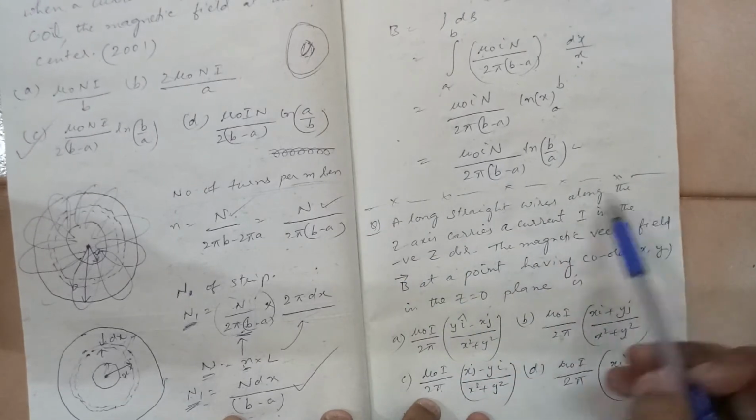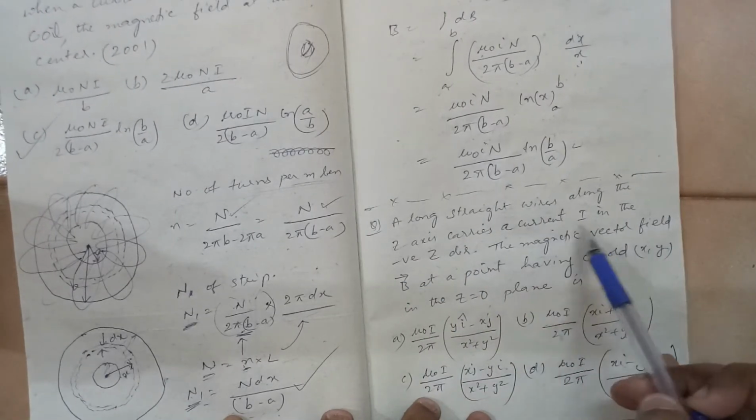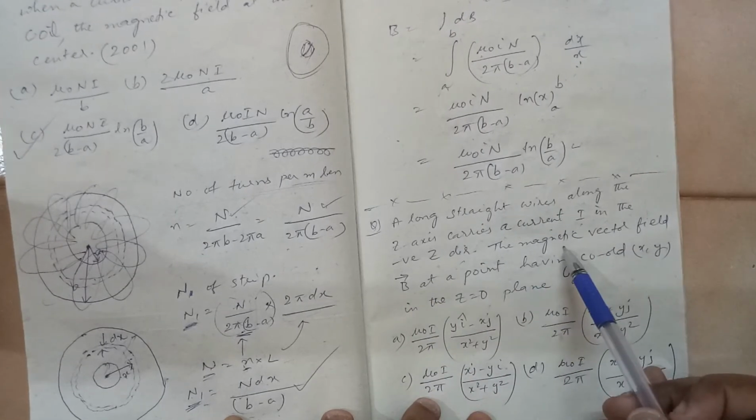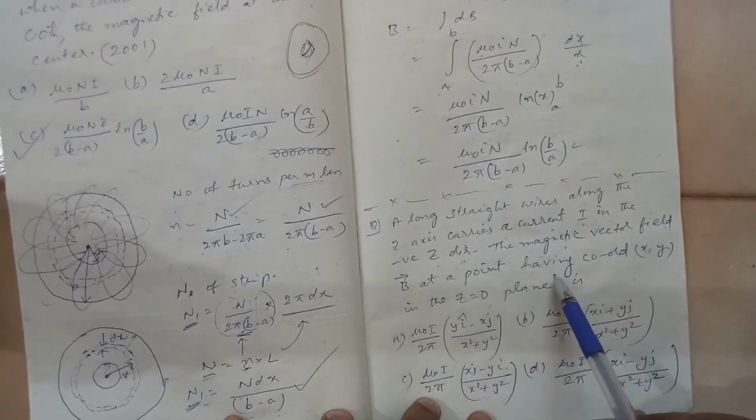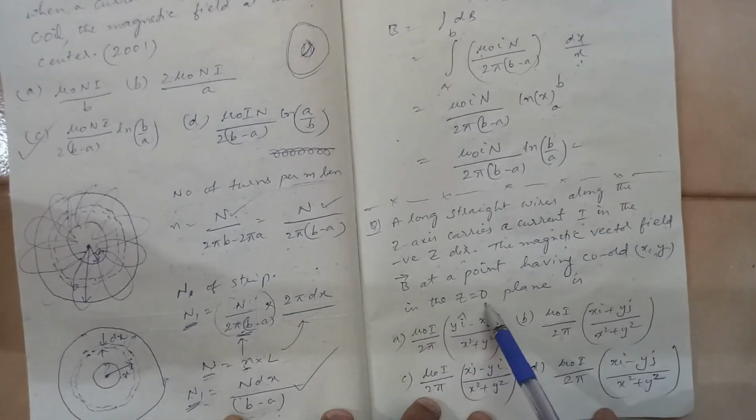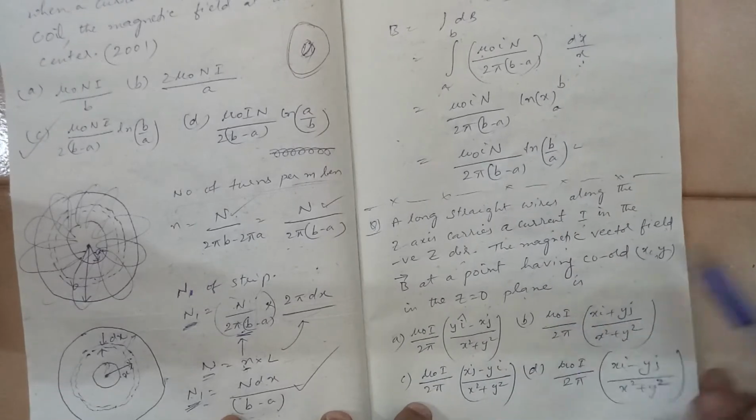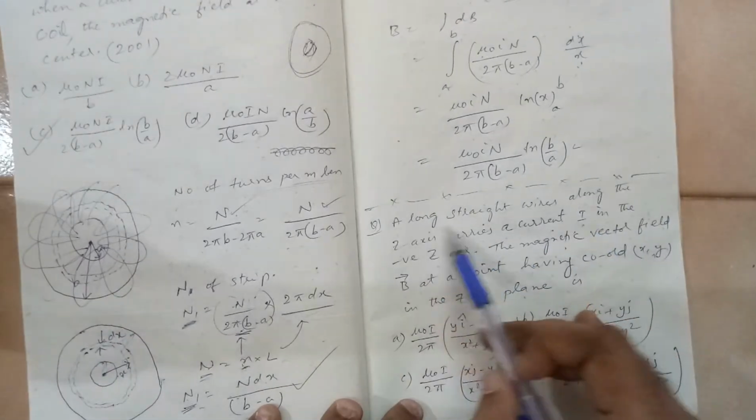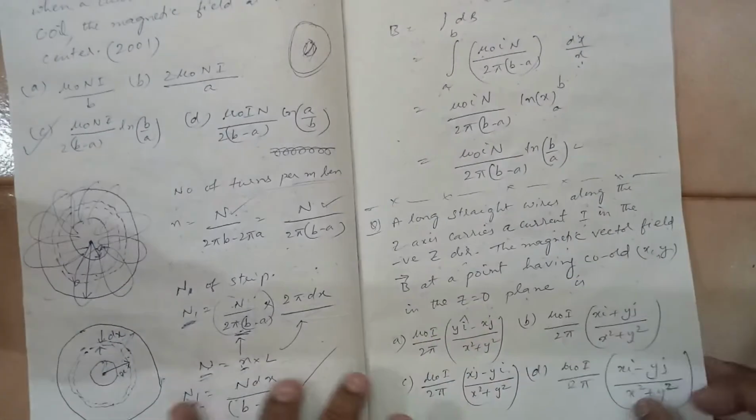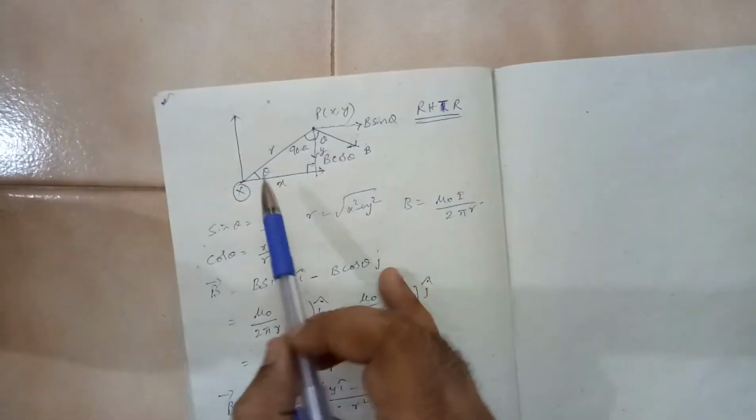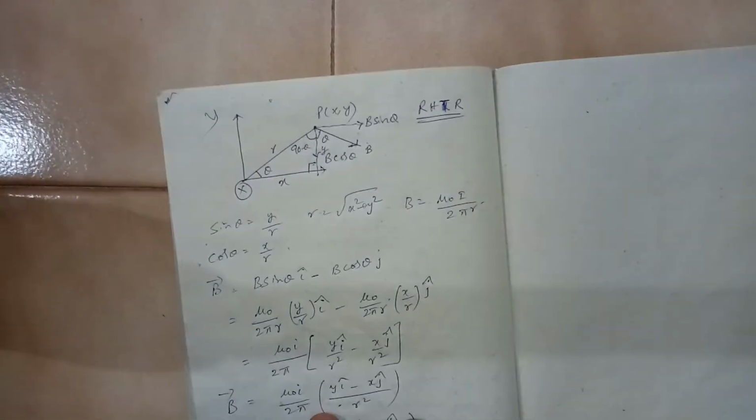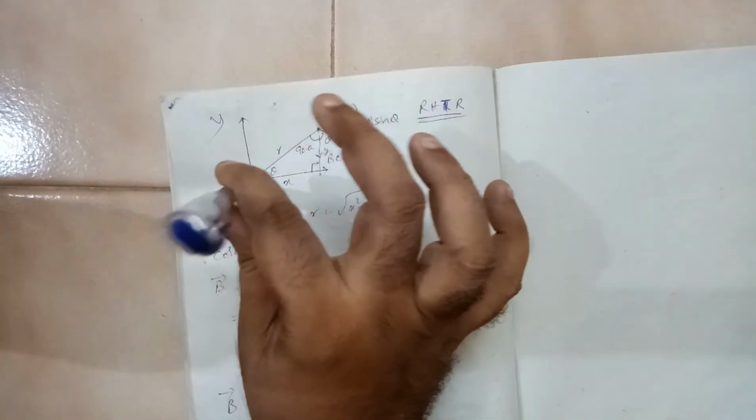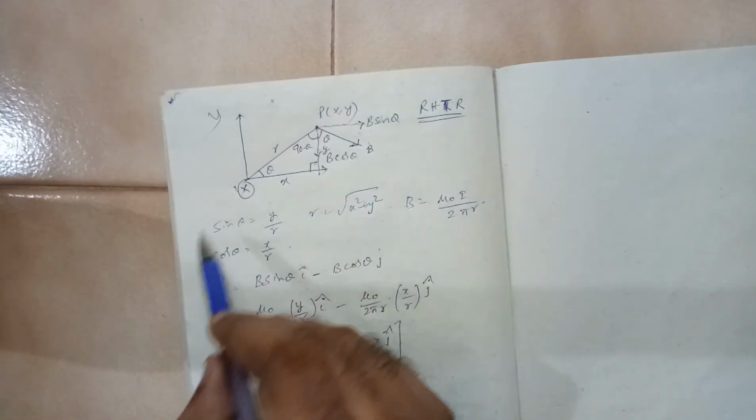A long straight wire along the z-axis carries a current I in the negative z direction. The magnetic vector field B at a point having coordinates x comma y in the z equal to 0 plane is, out of the 4 options, which one? He has given a long straight wire along the z-axis carrying the current I. So we have taken the xy plane, and the wire is like this, because we cannot show it, we have indicated it with the cross mark.